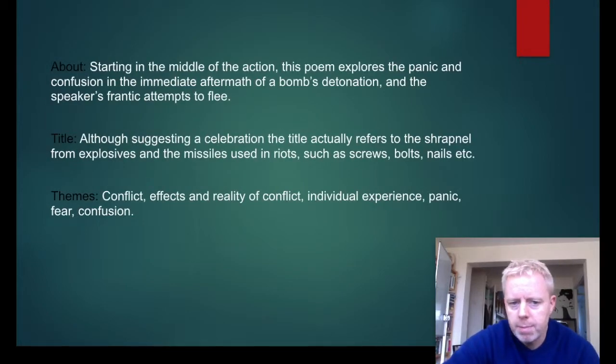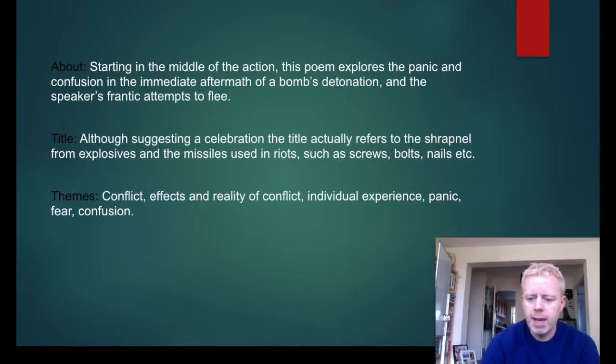So what's this poem about? Right, starting in the middle of the action, this poem explores the panic and confusion in the immediate aftermath of a bomb's detonation and the speaker's frantic attempts to flee. Although suggesting a celebration, the title actually refers to the shrapnel from explosives and the missiles used in riots, such as screws, bolts, nails, as they came raining down from the sky, in a similar fashion to how you'd throw confetti up in the air, say, as the newly married couple walk out of the church.